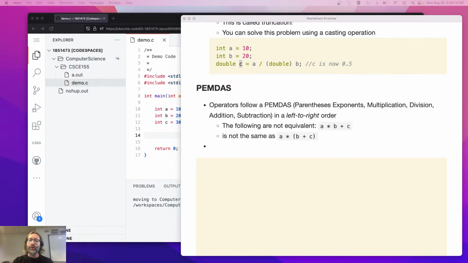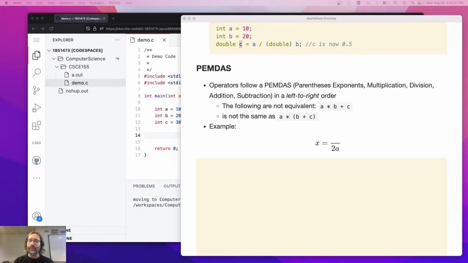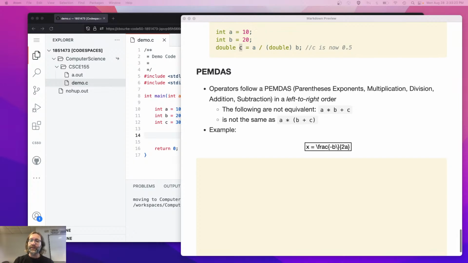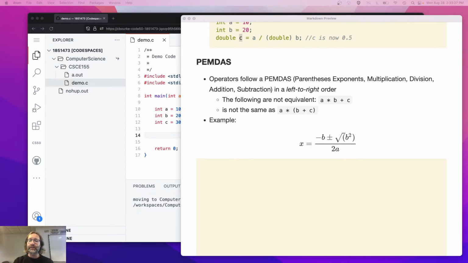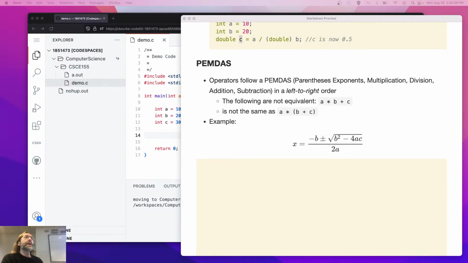Example, what if I were to write out the following in just plain old math? X is equal to a fraction with 2a on the bottom, negative b plus or minus the square root of b squared minus 4ac. Sorry, let me reformulate my mathematics there. There we go. What am I trying to compute right there? The quadratic formula.